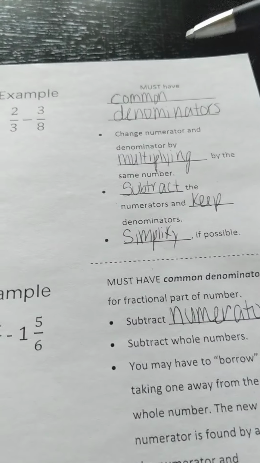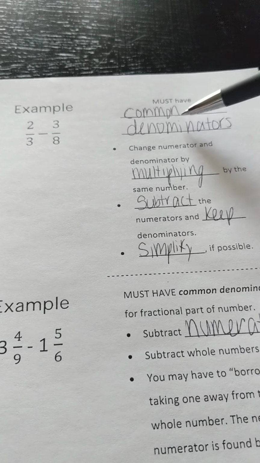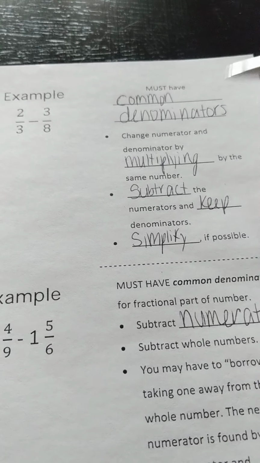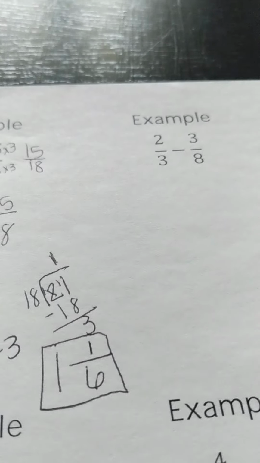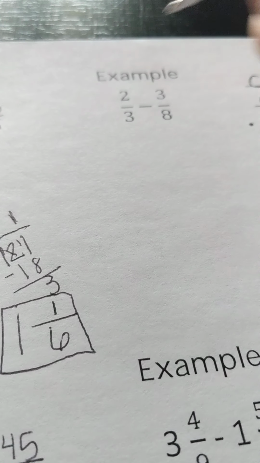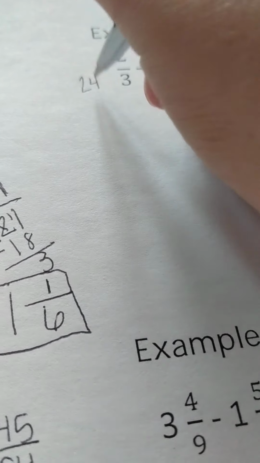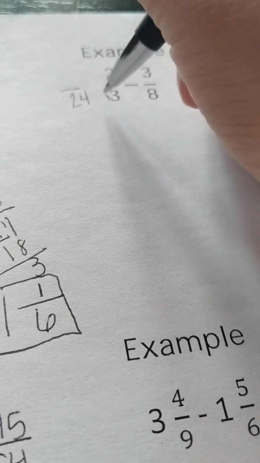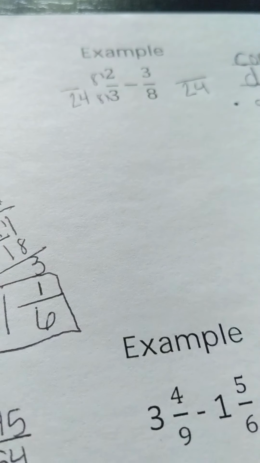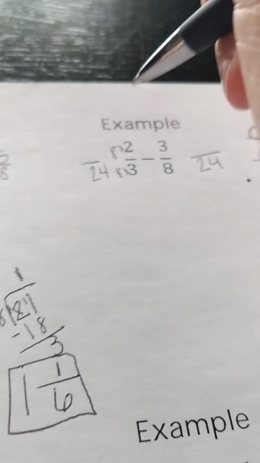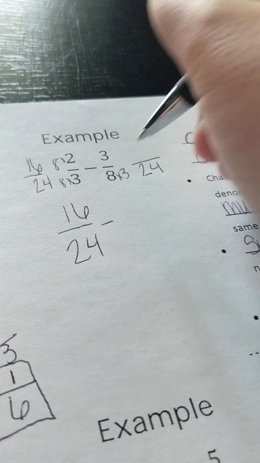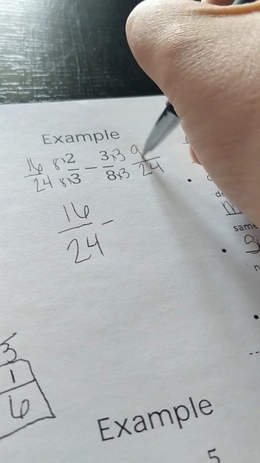Okay, so for subtracting fractions, you must have a common denominator. So to do that, we change the numerator and denominator by multiplying by the same number. Okay, so we have 3 and 8, so we'll multiply those together, which is 24. So 3 times 8 will give us 24, so do the same thing to the top. So 8 times 2 is 16. And then on the other side, again, 8 times 3, do the same thing at the top, 3 times 3, which is 9.